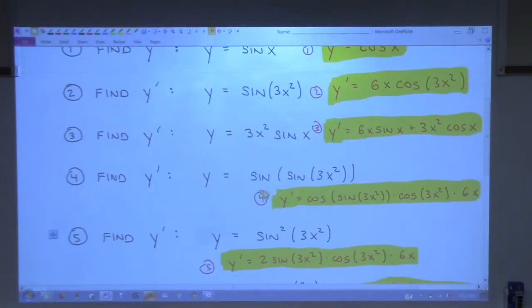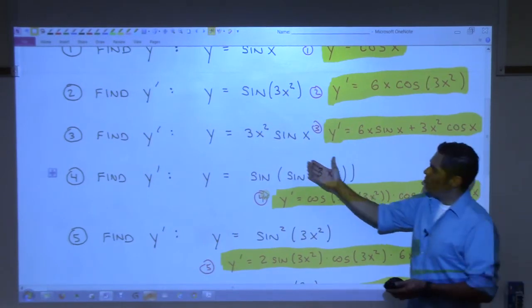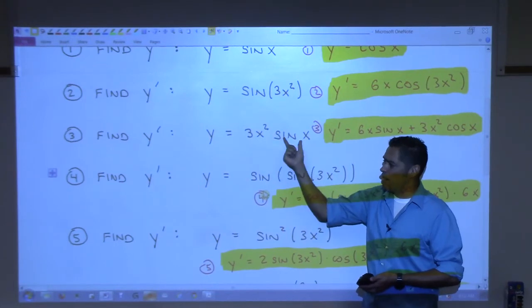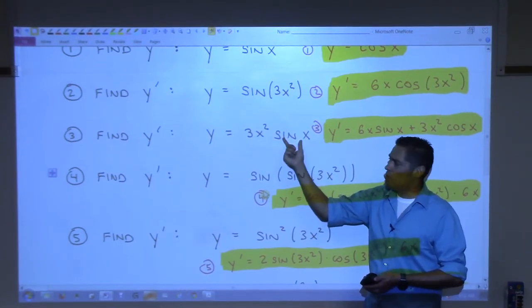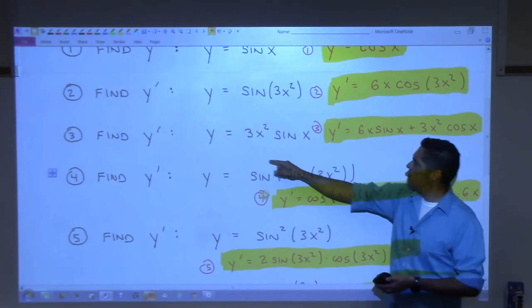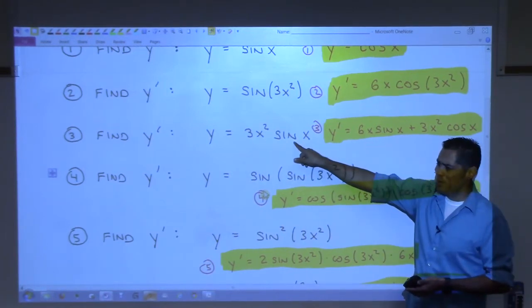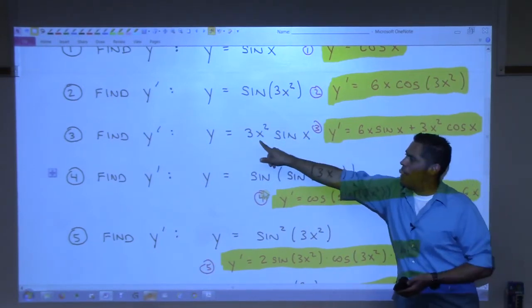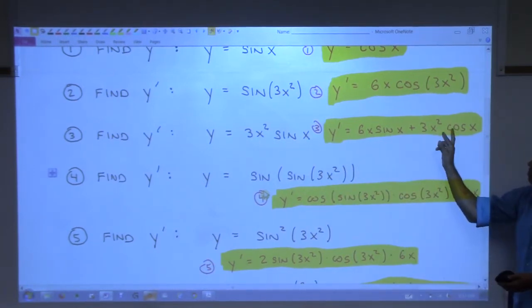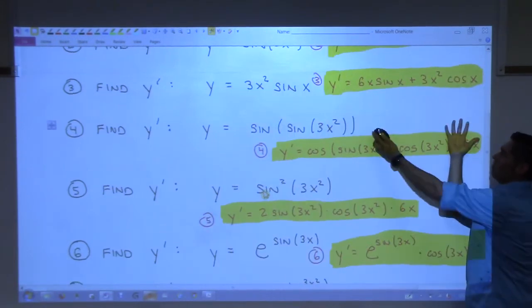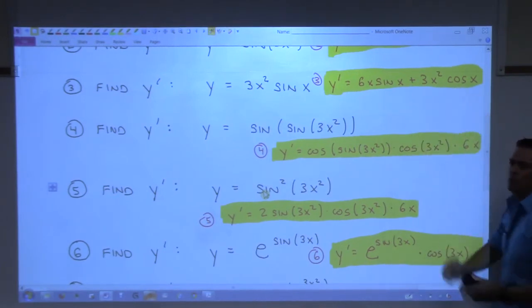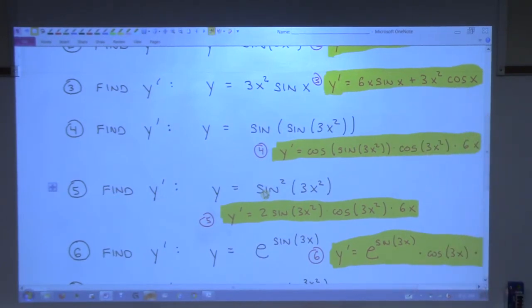Now, on number 3, what do you have going on here? Product rule. You have 3x squared times sine x. So you have to use the product rule, which means you take the derivative of this one times this one plus the derivative of this one times that one. And again, this order doesn't matter and this order doesn't matter. And in fact, you could switch like that also. Yeah, you can factor also, but okay?